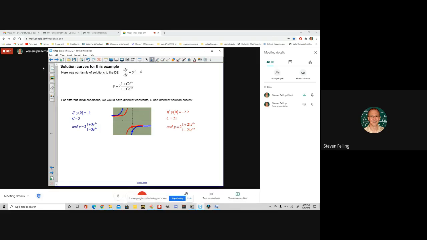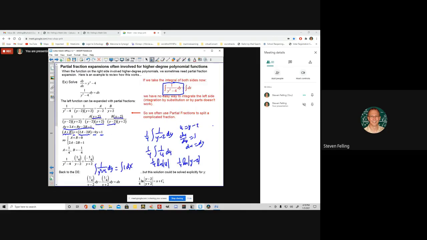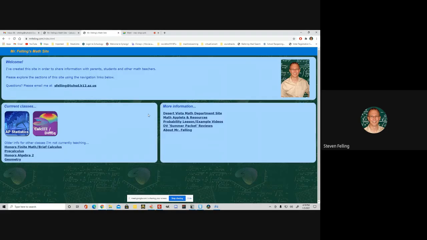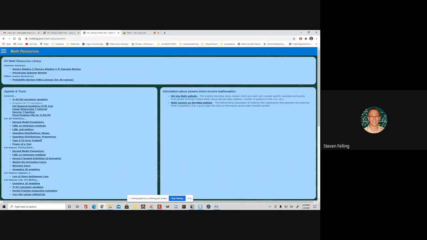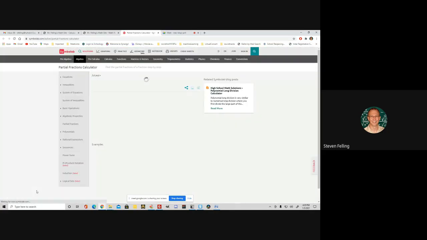Oh, there's one more thing I wanted to mention. If you have this partial fraction expansion, this can be a big pain, especially if this goes above degree 2. So if you want to, especially on practice, there are many online calculators that do this. So let me show you one of them. If you go to my website, mrfelling.com, and you go to the Math Applets and Resources section, for Calc 3 differential equations, there's a link here to a partial fraction expansion calculator online.